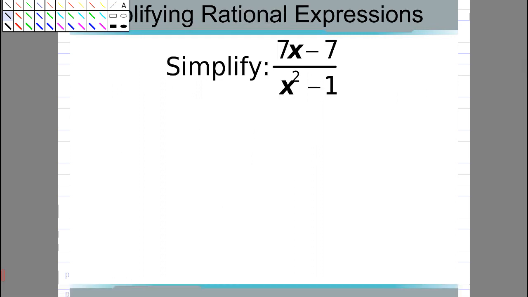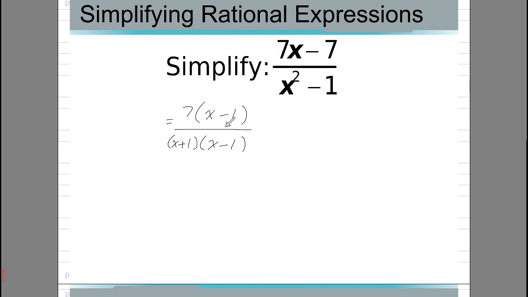Okay, next one we've got 7x minus 7 over x squared minus 1. Okay, so first thing we need to do is factor everything that we can. So if you look at our numerator, I see there's a greatest common factor. A 7 goes into both of those. So 7 times x minus 1. And our denominator is a difference of squares. We have x squared minus 1 squared. So we'll factor that as x plus 1, x minus 1.